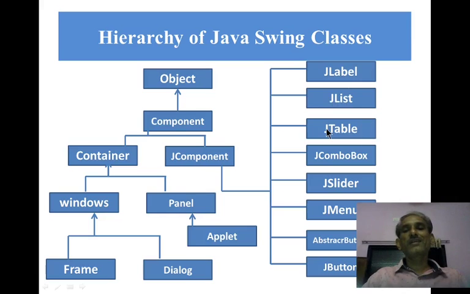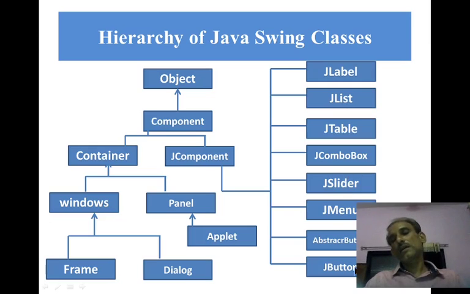If you want to create a table, then we can use the JTable class. And if you want to create combo boxes using Swing, then we use JComboBox. For a slider, we can use JSlider. For a menu, we can use JMenu. And if you want to create a button, AbstractButton has two subclasses, that is JButton and ToggleButton. So these are some of the hierarchy of the Swing classes.